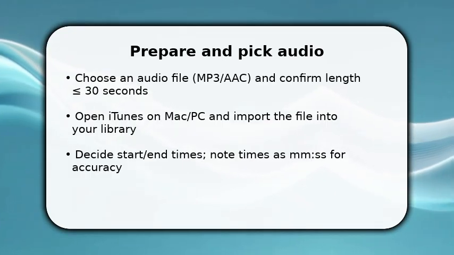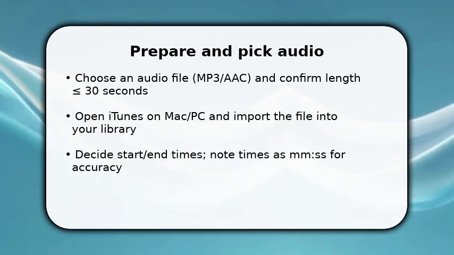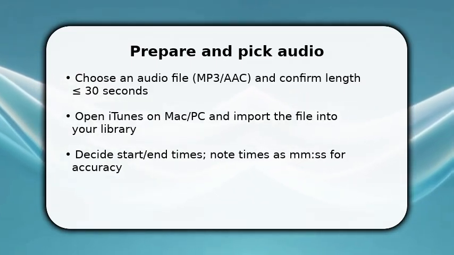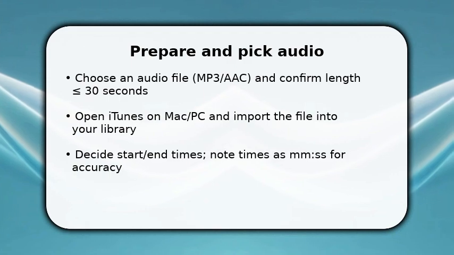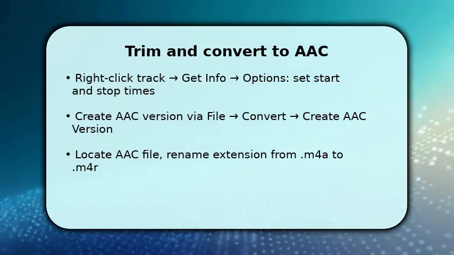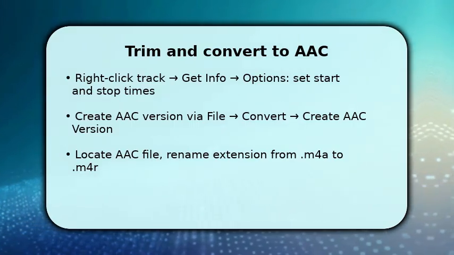Make sure to back up the original file so you can revert if you need to, and then we'll set the clip in iTunes. You now trim and convert. Right-click the track, choose Get Info, then Options to enter the start and stop times you noted. Click OK. Next, use File > Convert > Create AAC Version to make a trimmed clip.